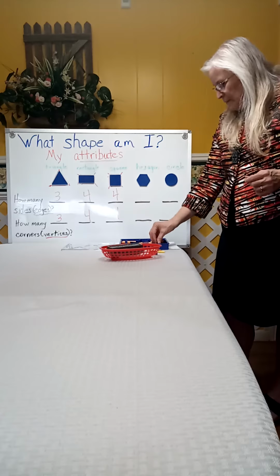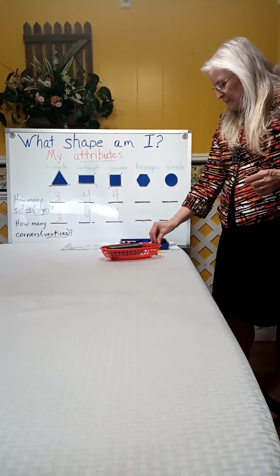Put that back. Let's pull out our hexagon. There we go. No, it's not a stop sign. Almost, but not quite. A hexagon. Let's count our sides or our edges on the hexagon. Okay, this is our attribute. How many edges? We have 1, 2, 3, 4, 5, 6. 6 edges for our hexagon.